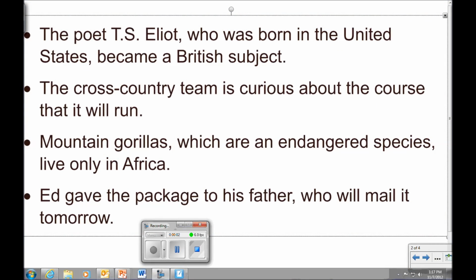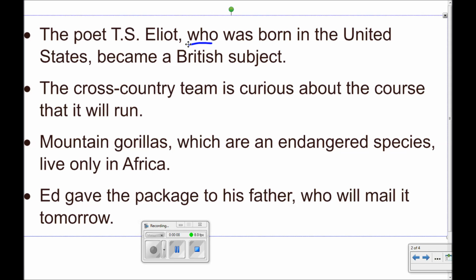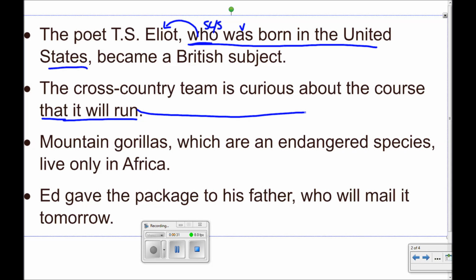Looking at adjective clauses, I first need to find the clause. In sentence 1, my subordinate conjunction is who. My entire clause is who was born in the United States. And this is a clause that's describing T.S. Eliot. My subordinate conjunction and my subject is who, and was is my verb. In the second one, that is my subordinate conjunction. That it will run is my entire clause. It's describing the course. My subordinate conjunction is that, my subject is it, and will run is my verb.